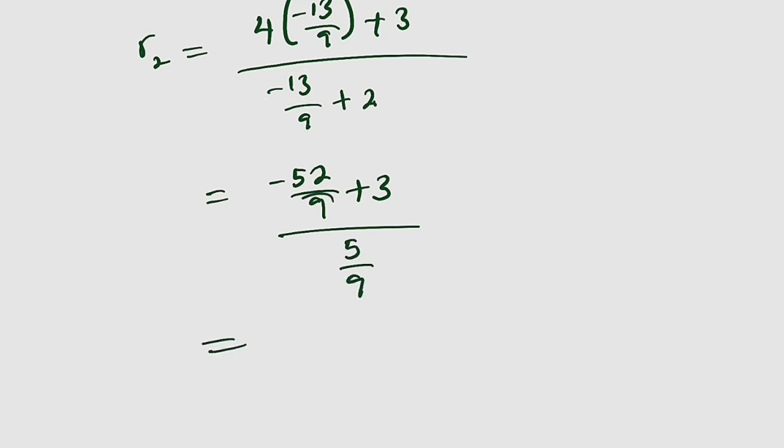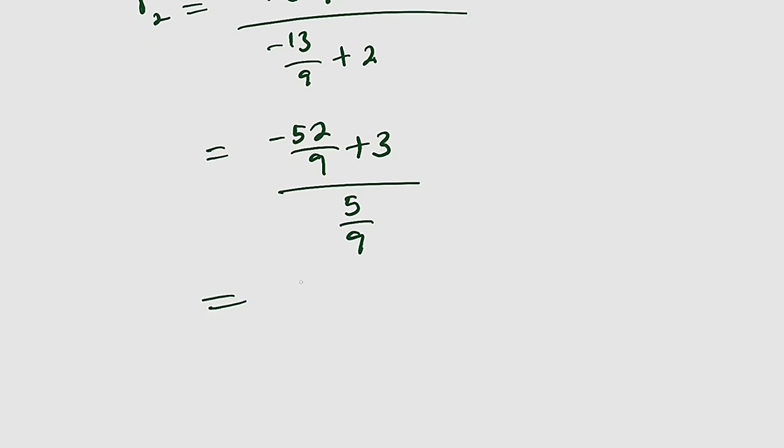For the top, we have 9 multiplied by 3, that will give us 27. And 27 minus 52 will give us negative 25. So we have negative 25 divided by 9. Let me use this division sign. Then we have 5 divided by 9 here.